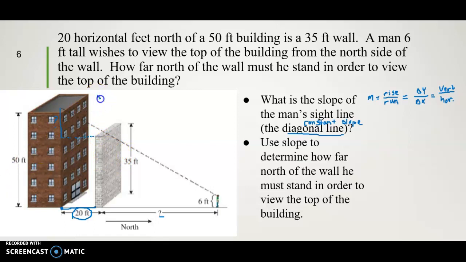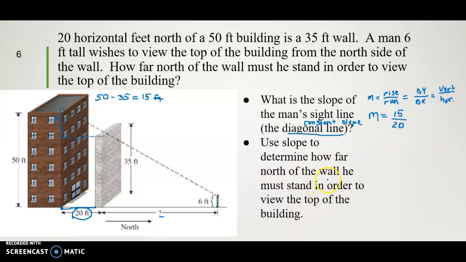So using those numbers, the building is 50 feet tall, the wall is 35 feet tall, then that would be a change of 15 feet. So I'm going to put that information together to have my slope. So my slope was a vertical change of 15 feet for a horizontal change of 20 feet. Now, I could reduce that fraction or make it a decimal, but truly I don't need to. I have the slope. Okay? So then it asks us to use slope to determine how far north of the wall he must stand in order to view the top of the building.